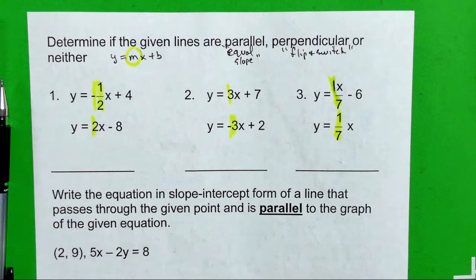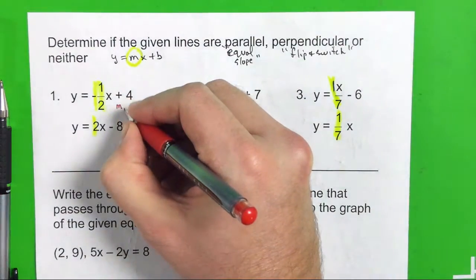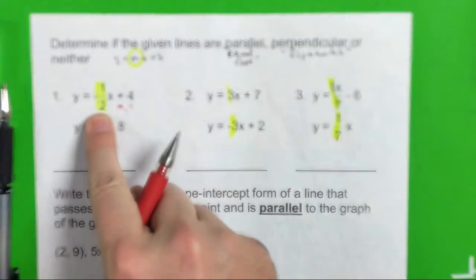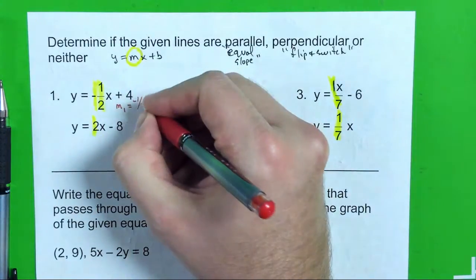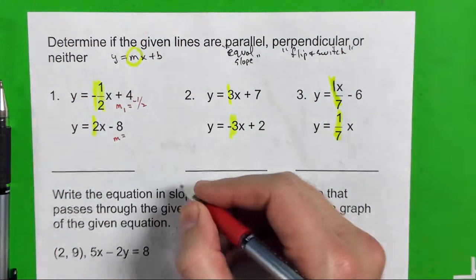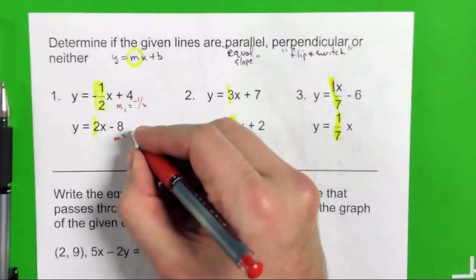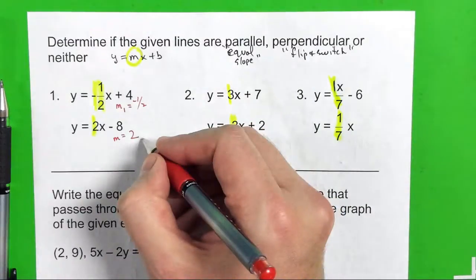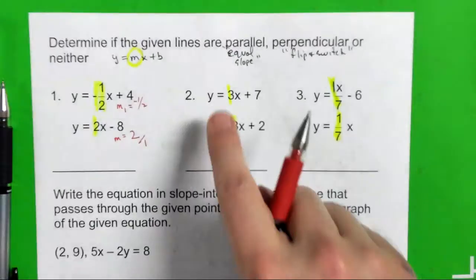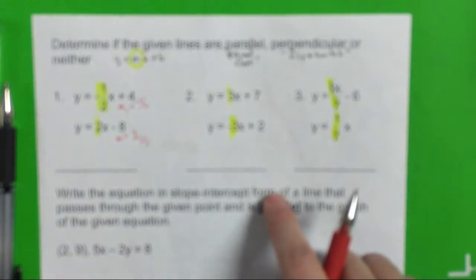So let's look at the slopes here. What is the slope of this first one? What's the slope here? Negative 1/2. What's the slope of this one? 2. Or if you want, 2 over 1. Okay, let's worry about flip and switch later.